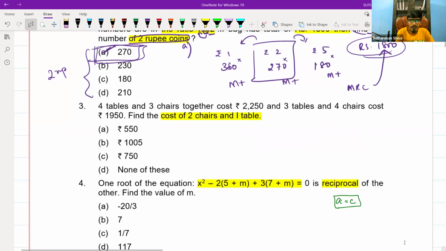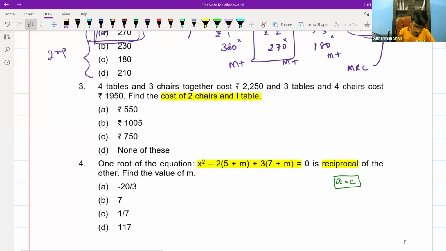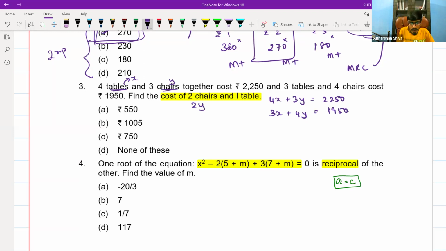Then I'll go with question number 3. The actual method is the correct method to have a proper answer. I will take tables as X, chairs as Y. So it will become 4x plus 3y equal to 2,250. Then here it will become 3x plus 4y equal to 1,950. They are asking for 2y plus x. Read carefully. It is 2 chairs and 1 table only.